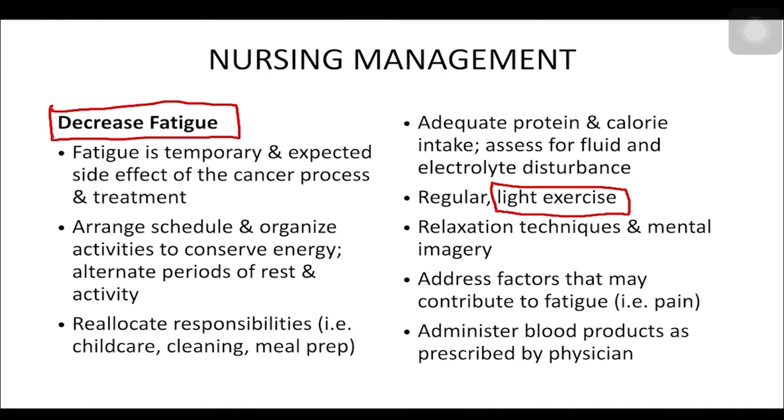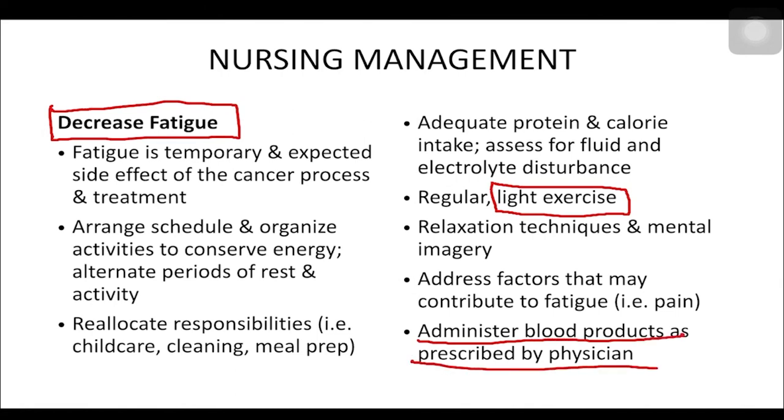Address factors that may contribute to fatigue. Example, pain. Usually when you're in pain, energy is lost because of the pain. Usually you are feeling weak, helpless when the pain is there. So address the pain first so that fatigue would later on be ironed out. Administer blood products as prescribed by the physician for anemia or imbalances with your RBC and other blood components. Blood administration or products must be given as prescribed.